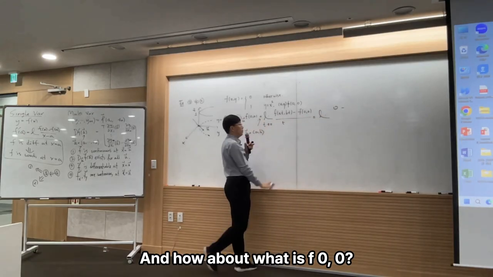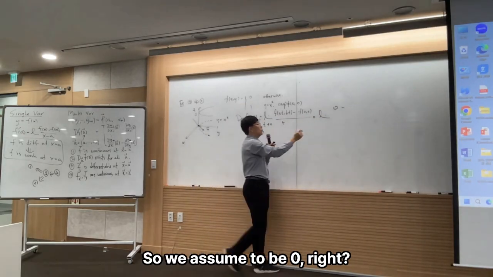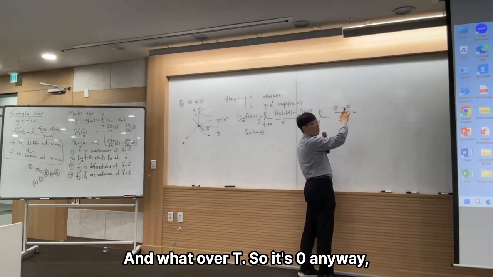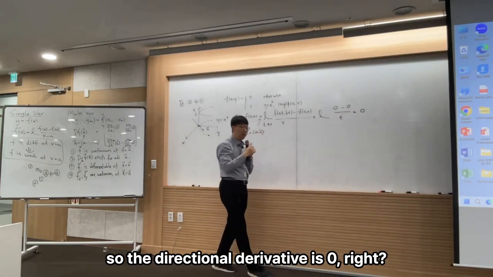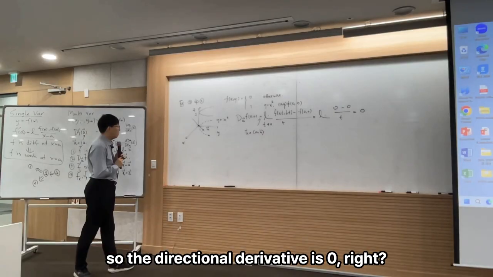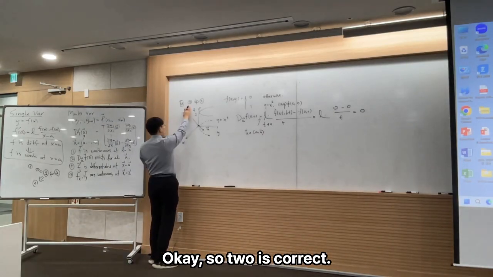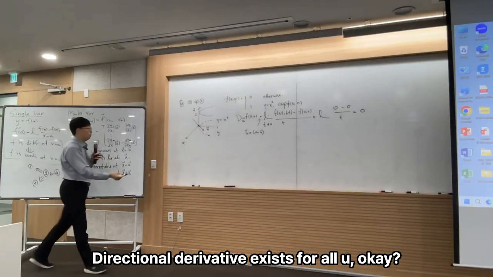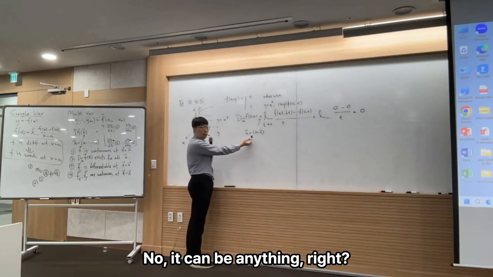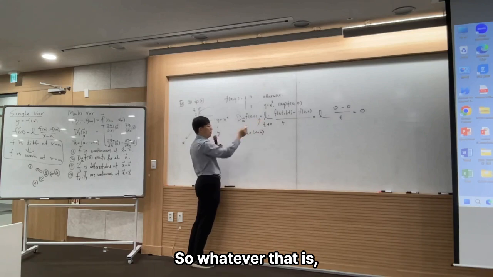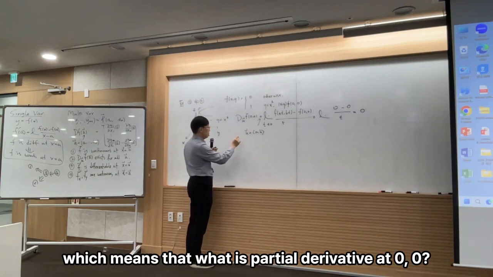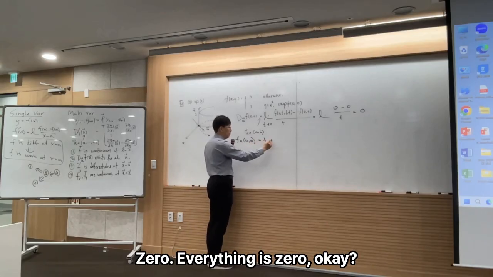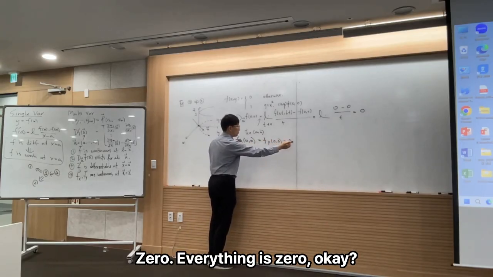And what is f(0,0)? We assume it to be 0, right? And over t, so it's 0 anyway. So the directional derivative is 0, right? Okay, so 2 is correct. What did 2 say? Directional derivative exists for all u. Did I mention a specific u? No, it can be anything, right? So whatever that is, I have 0 directional derivative, which means that the partial derivatives at (0,0) are 0. Everything is 0.